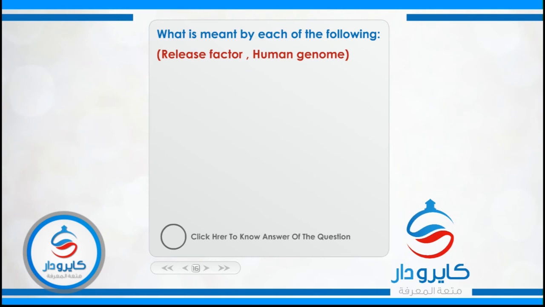What's meant by each of the following? Releasing factor, human genome. The releasing factor is a certain protein located on the stop codon on the mRNA that causes the termination of protein synthesis.